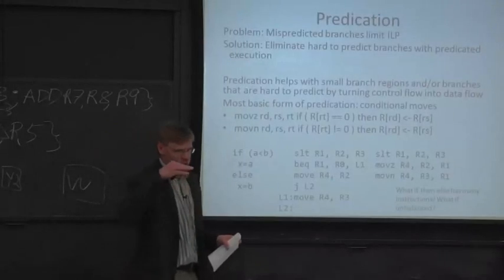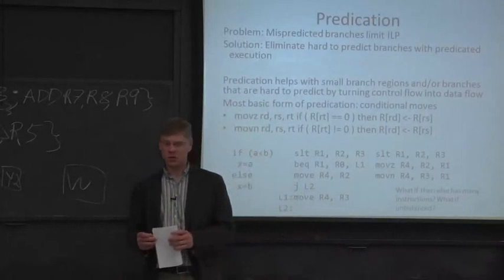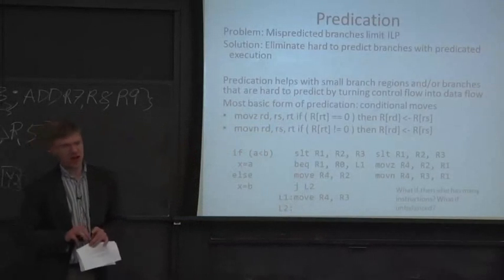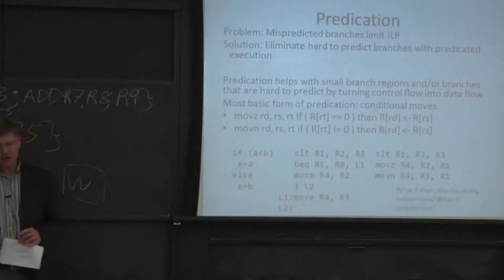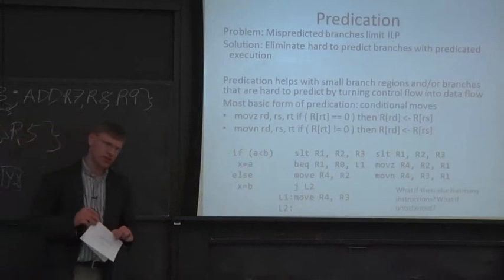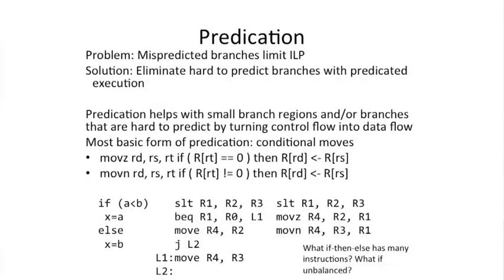OK, so now we're going to go through different problems with VLIWs and different solutions to those problems. A top one on this list is the problem of hard to predict branches and how that can limit instruction level parallelism. So you just remove the branch. And we're going to call that predication.